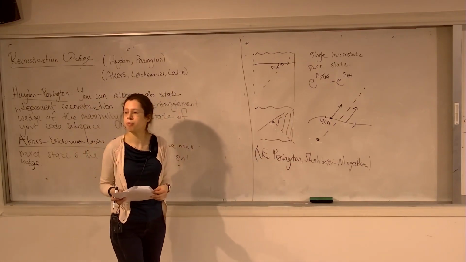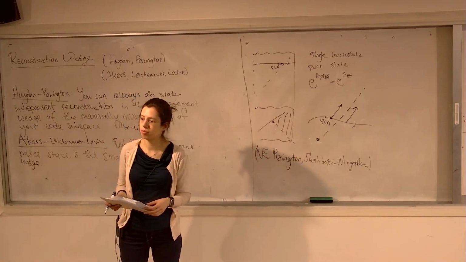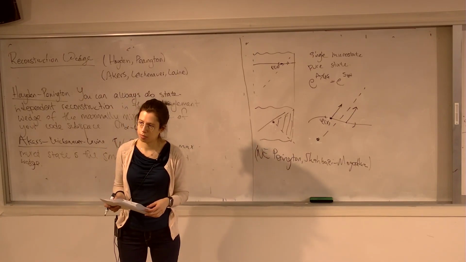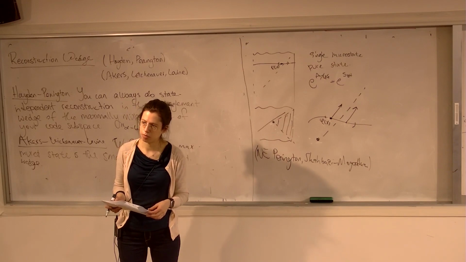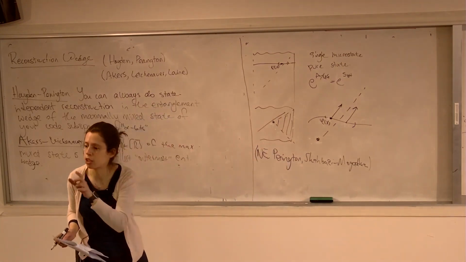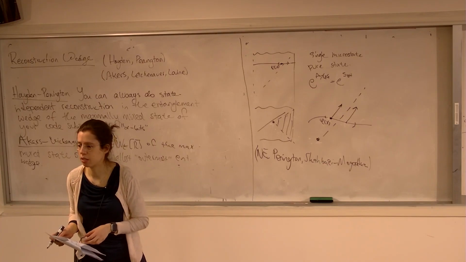Let's say the code subspace is defined through like the energy of the operators you're allowed to apply or something like that. So how do you imagine the reconstruction wedge to look like as a function of this energy cutoff? Right, I'm sorry, this last bit. How do you imagine the reconstruction wedge to change as a function of your energy cutoff?